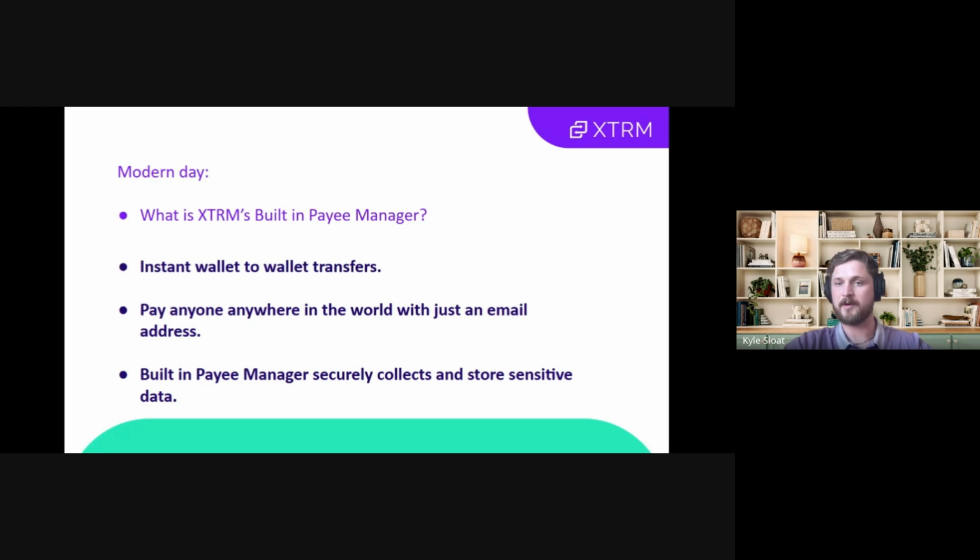So once a partner or beneficiary receives a payment to their Xtrm wallet, they'll be automatically prompted by the payee manager to collect that sensitive data and store it properly.